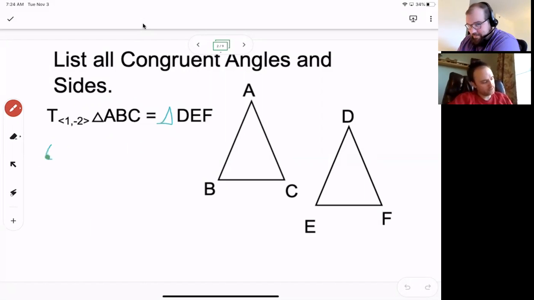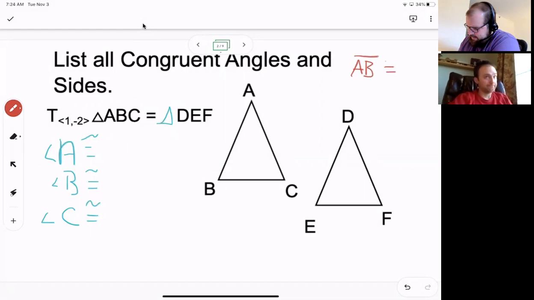So I'm going to write down all the angles of the original triangle: angle A, angle B, and angle C. I'm going to write down all the sides of the original triangle. Ooh, you're bold. I know.